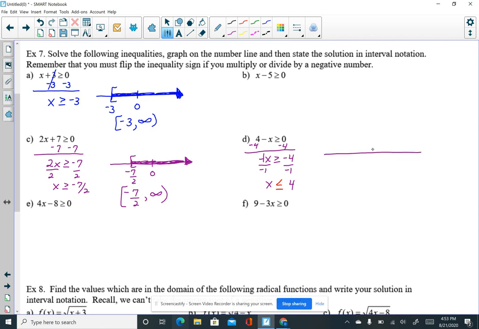Letters on the left. So I've got my 0 here. Here's my 4. 4 is going to get a bracket, but this time your inequality sign is pointing to the left, so I'm going to be shading to the left. So I've got my bracket, and then I'm shading to the left, like so.